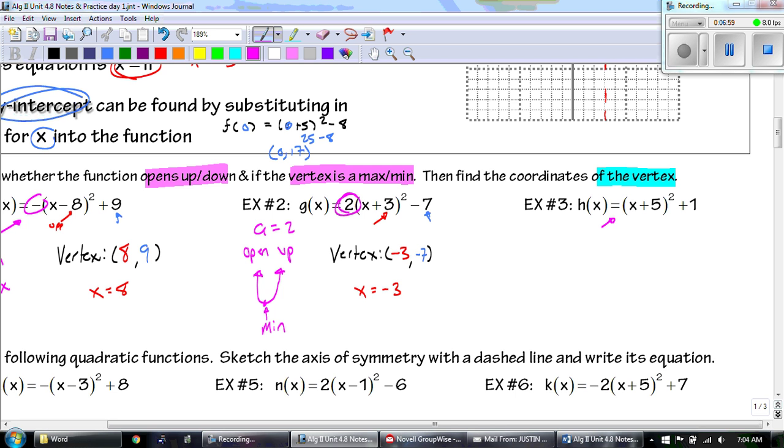Okay, so we look at the number out front, there's nothing there, so a is a positive 1. If it's a positive 1, it opens up. If it opens up, our vertex is a min. And then looking at the vertex, I take the opposite of 5, which is negative 5, and then my 1 stays the same. All right, and our axis of symmetry, x equals negative 5.